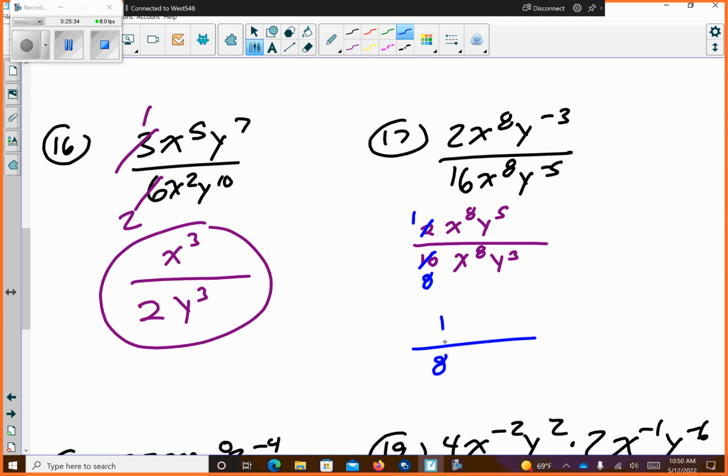Tug of war with the x's, who wins? They cancel, it's a tie. Tug of war with the y's, who wins? Top by how many? 2. Okay, so you can keep it like that, but realize the answer I'll have, I won't have a 1 up on top.